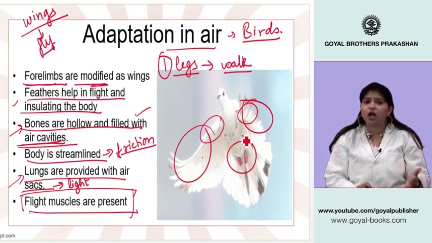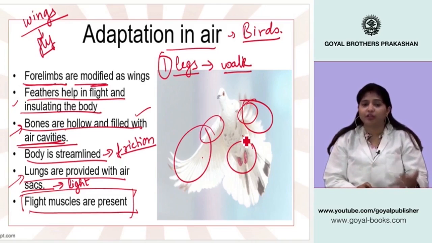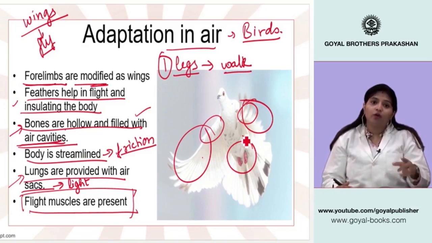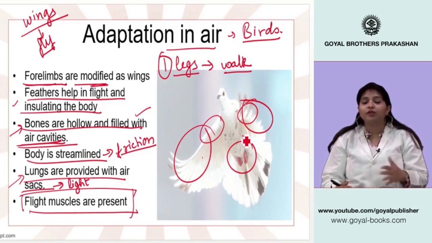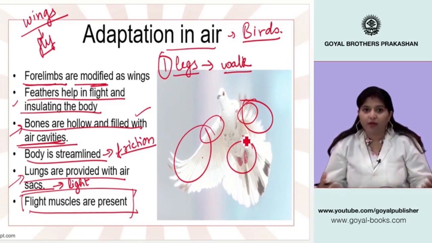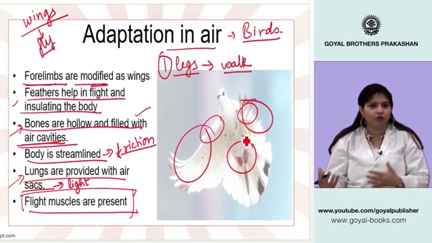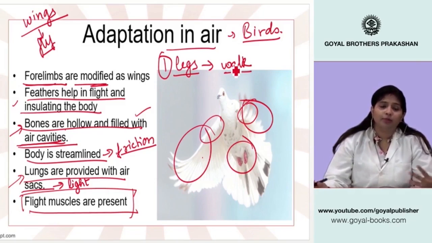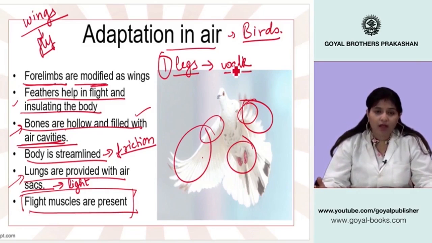There are some birds which are flightless. For example, your ostrich and emu are very heavy. Although they also have wings, those wings are not enough to carry the body weight, right? And they have legs, so they are good runners. Usually the ostrich is a very good runner. In the same way, the legs of the bird allow them to walk, and the wings allow them to fly.